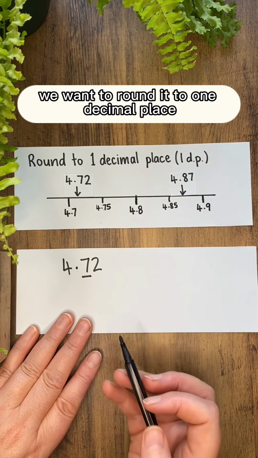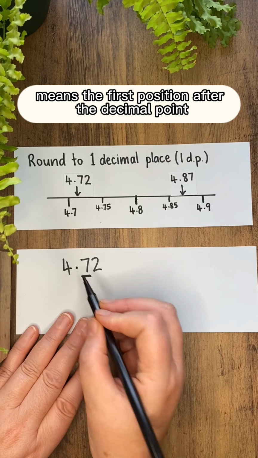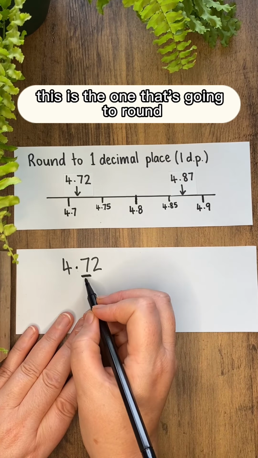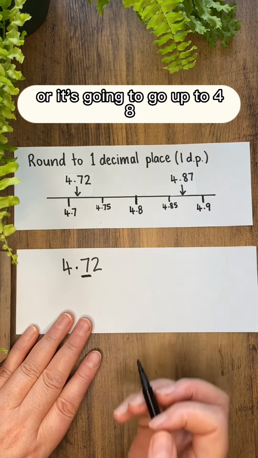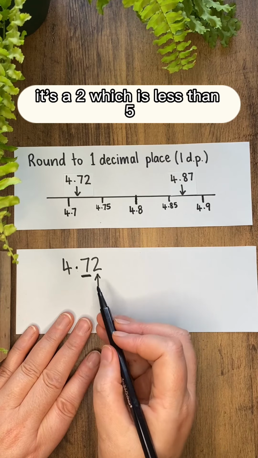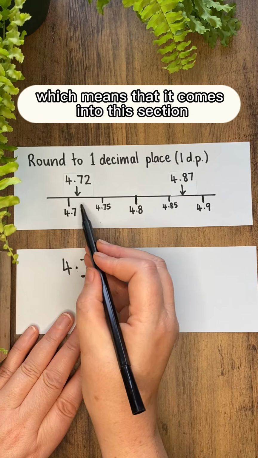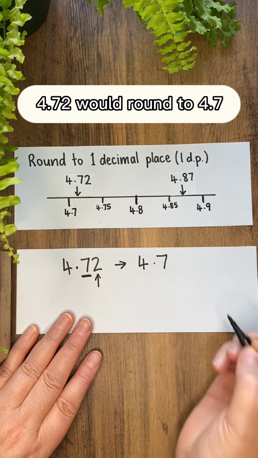For our last set of examples, we've got 4.72. We want to round it to 1 decimal place. 1 decimal place means the first position after the decimal point. This is the one that's going to round, so it's either going to stay as 4.7 or it's going to go up to 4.8. To help us decide, we look at the next number. It's a 2, which is less than 5, which means that it comes into this section. 4.72 would round to 4.7.